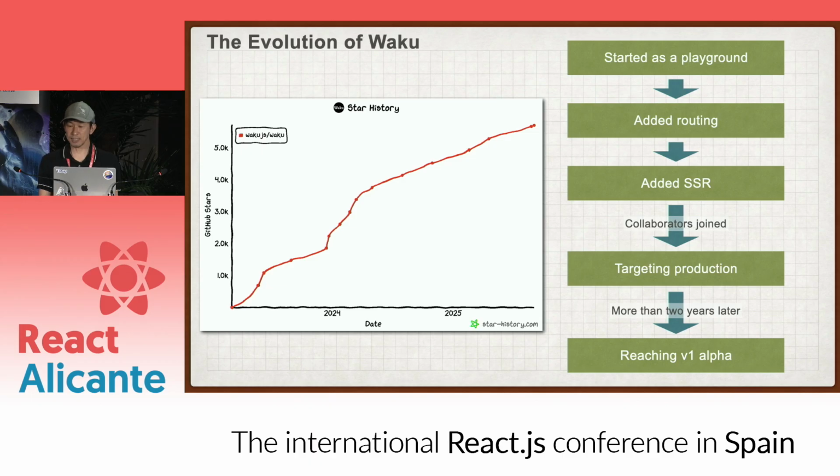Eventually, people started asking if they could use Waku for production. At first, I was a bit hesitant. I wasn't sure how ready it was. My mind changed when collaborators joined the project. We formed a team and started aiming for a production-ready framework. It took some time to get here, but now Waku is reaching its V1 alpha version. We encourage advanced users to try it for their projects. Based on their feedback, we should be able to release the V1 stable version.